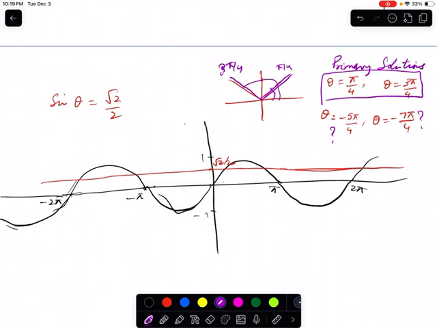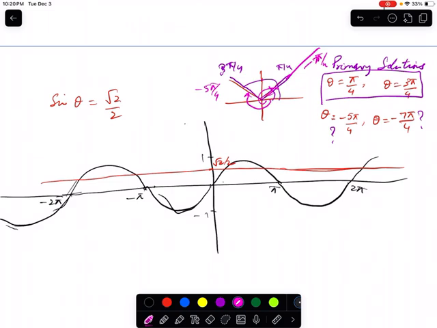So what about if instead of going in the positive direction of the angle, we go to the negative, in other words, to the clockwise direction? Then what will happen? Well, in the clockwise direction, this will be negative 5 pi over 4, and the other one, this one here, will be negative 7 pi over 4. So what about those? Are these solutions? Let us see.